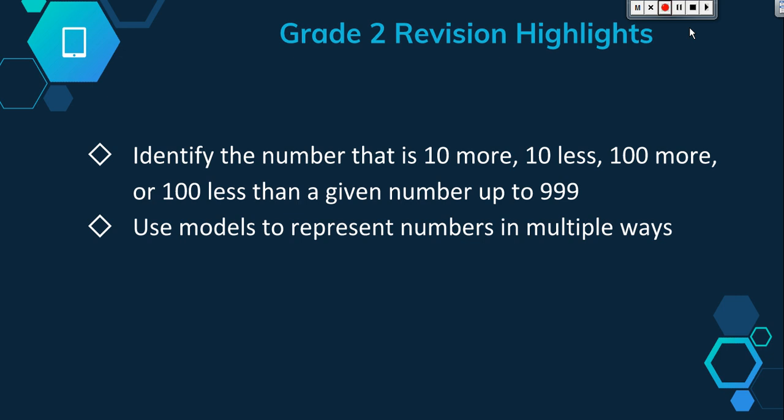In the new standards, students are expected to identify the number that is 10 more, 10 less, 100 more, or 100 less than a given number up to 999. They are also expected to use models to represent numbers in multiple ways. That means using base 10 blocks, they may take the number 256 and break it up into 100, 15 tens, and 6 ones. Or they might make no hundreds, 24 tens, and 16 ones.